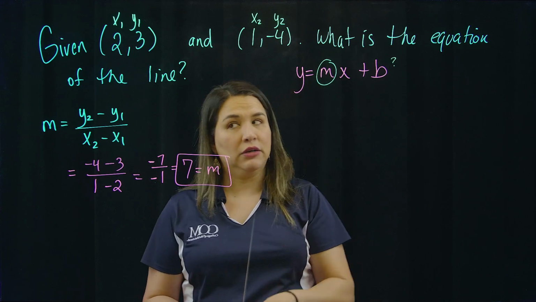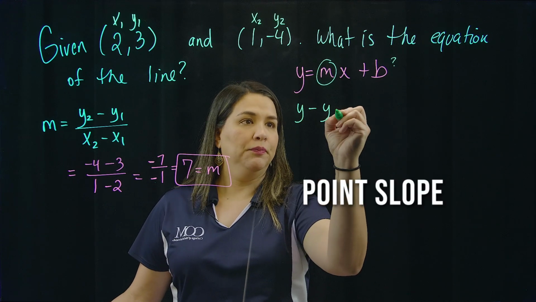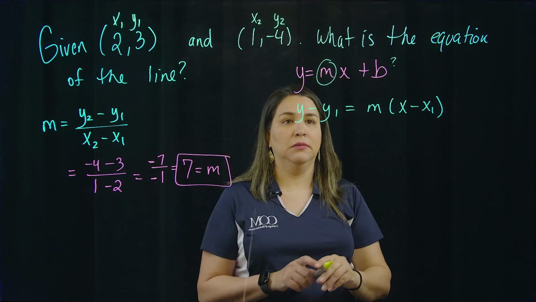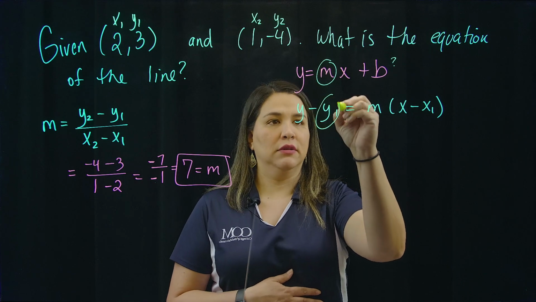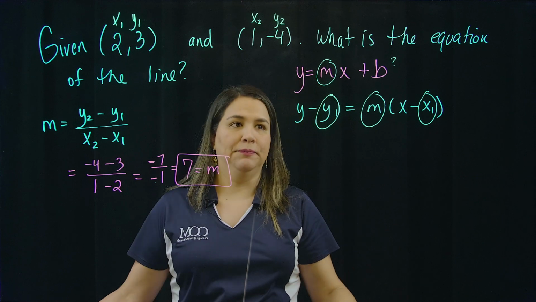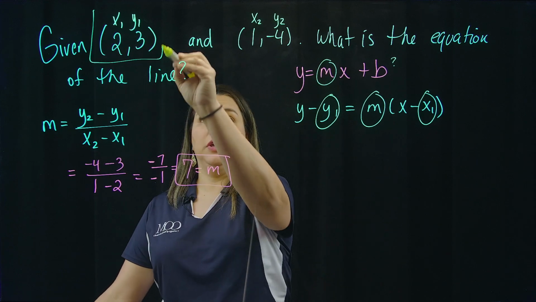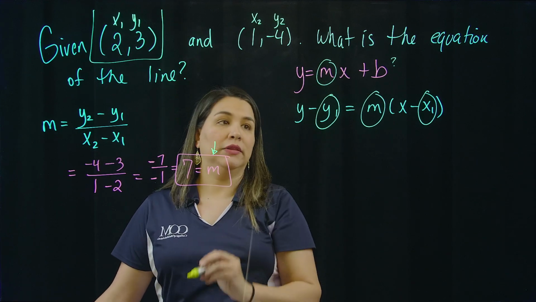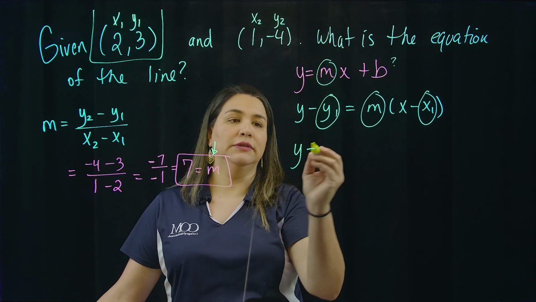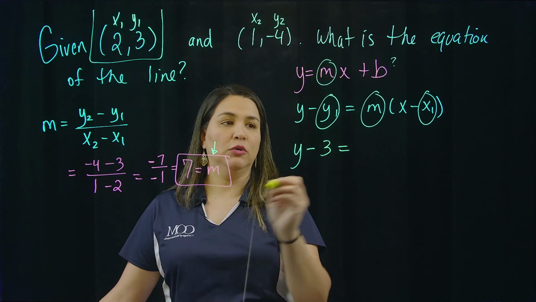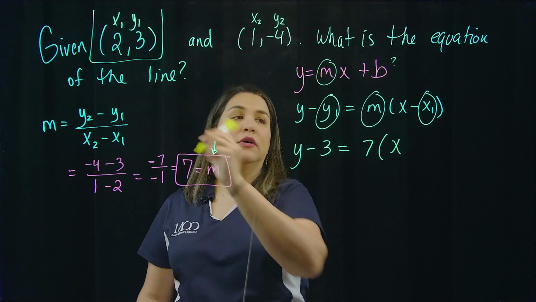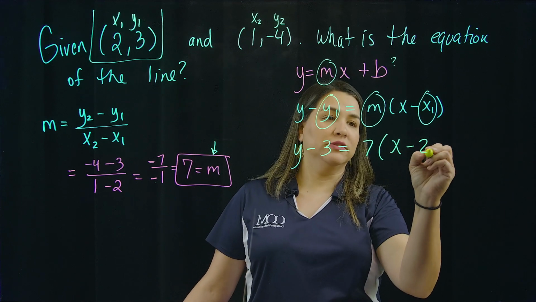There's another formula called the point-slope formula, which is this one. When it comes to this formula, you only have to replace the value for y sub 1, the value for m, and the value for x sub 1. So we're replacing y minus our y sub 1, which is 3, then our slope, which is 7, our m, and then we subtract our x sub 1, which is 2.